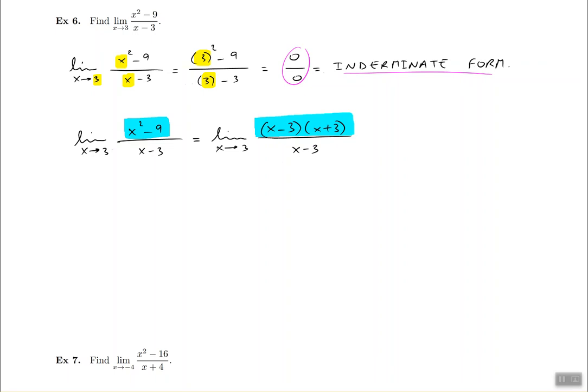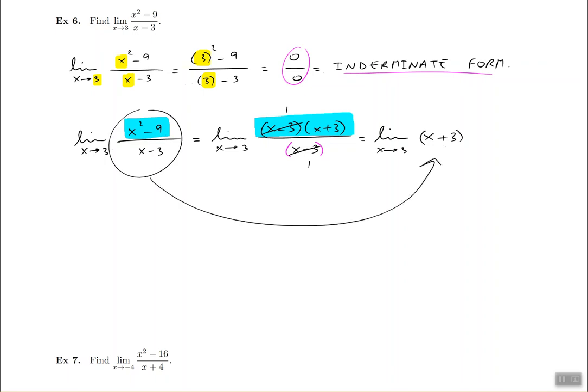I'm just going to put some parentheses around it for the sake of making it look like the one on top. Now notice how we have x minus 3 on top and x minus 3 on the bottom. So what we're going to do is cancel them out, and the answer turns out to be the limit as x approaches 3, and then there's no more 1s because 1 times x plus 3 divided by 1 is going to be just x plus 3. And that's the simplified version of the original problem. So this fraction simplified to be this fraction.